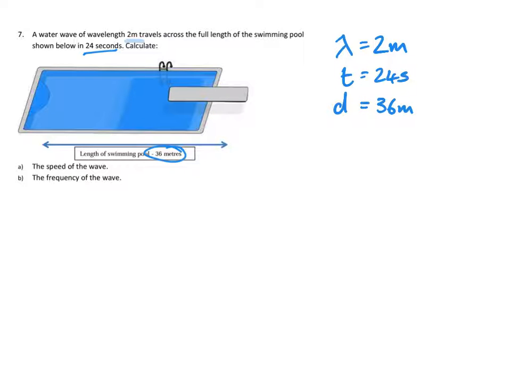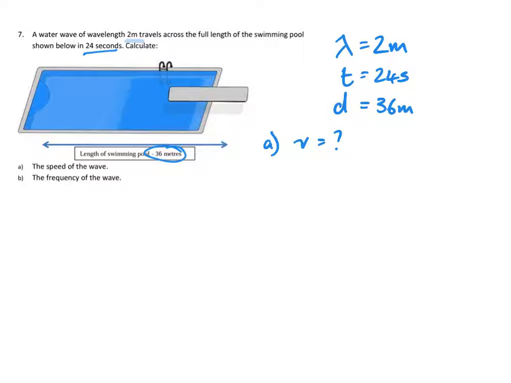So in terms of my problem solving method, that's what I want to do, make sure I write down everything I've got in the question. So I've got a lambda, I've got a t, I've got a d. And then when I look at part A, well, part A is asking me the speed. So now I can put v equals a question mark.